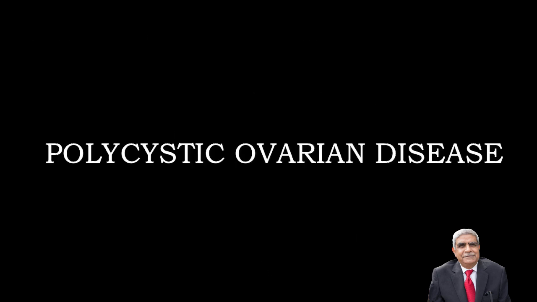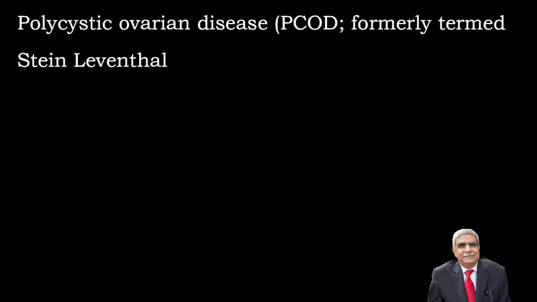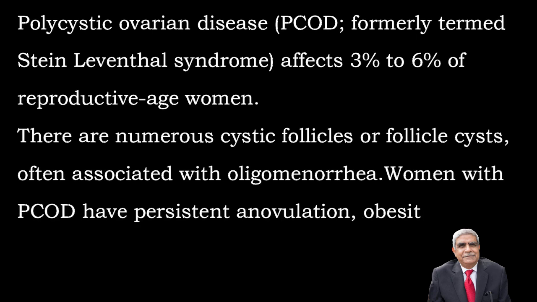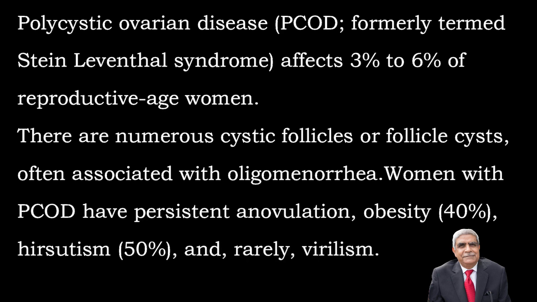Polycystic ovarian disease was previously known as Stein-Leventhal syndrome. It's a very important condition, and affects 3 to 6% of females in their reproductive age. There are numerous follicular cysts which are associated with oligomenorrhea. Females suffering from polycystic ovarian disease have persistent anovulatory cycles.